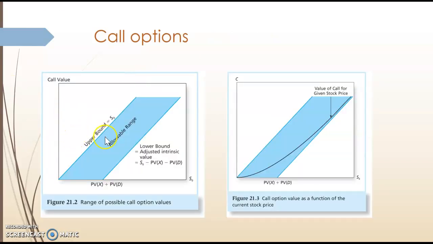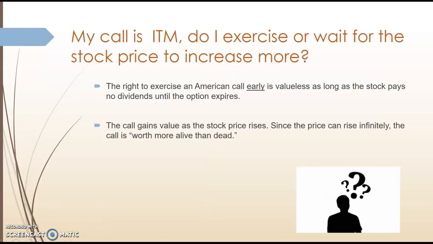So for a call option, the upper bound of the call option value is the current stock price. The lower bound is the present value of the strike price plus any present value of dividends that you might receive. So what happens is the value of the call approaches the present value of the strike price plus the present value of the dividend over time. Now that happens through a mathematical process, and I'll show you a little bit of that in a bit.